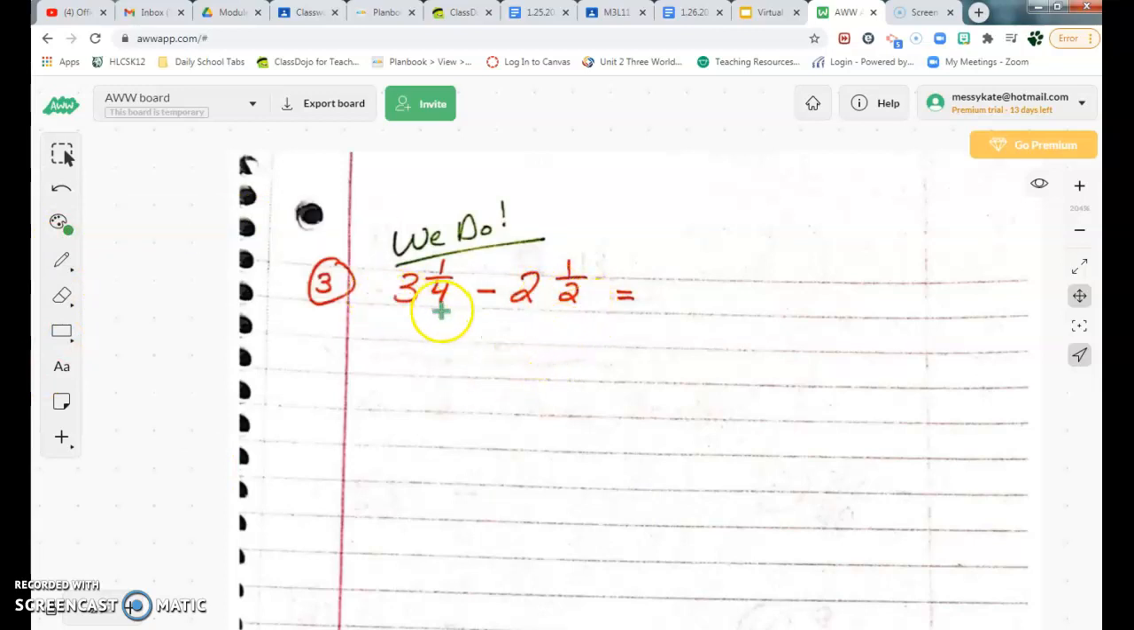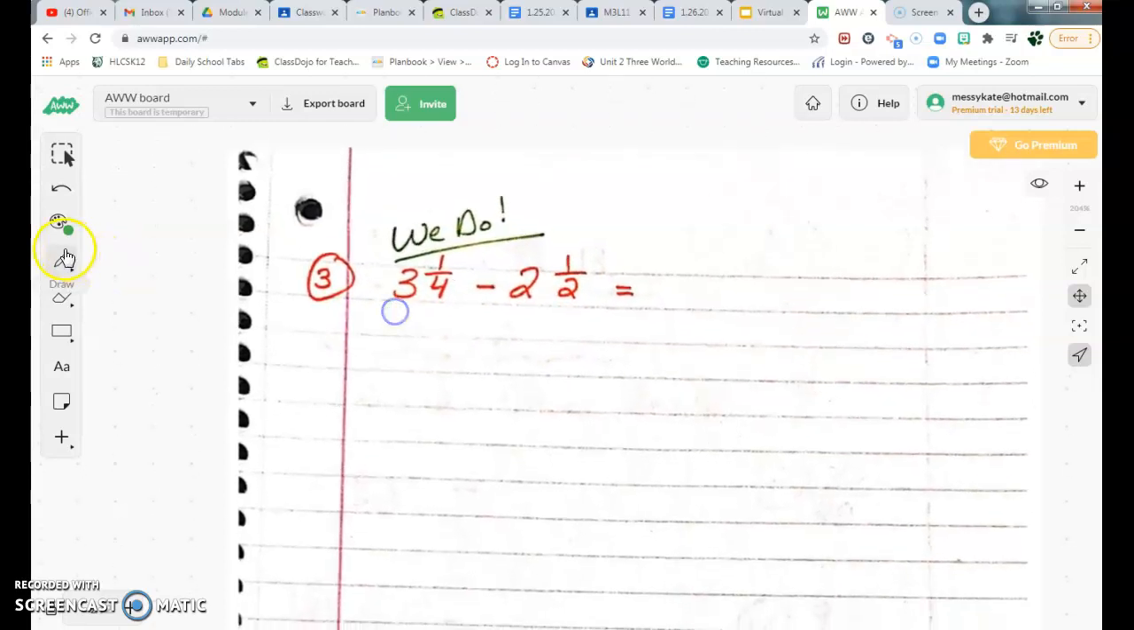The first one I'm going to do is 3 1/4 minus 2 1/2. Convert these into improper fractions. 3 times 4 is 12. 12 plus 1 is 13. So I've got 13 over 4 minus 2 times 2 is 4. 4 plus 1 is 5, minus 5 over 2.